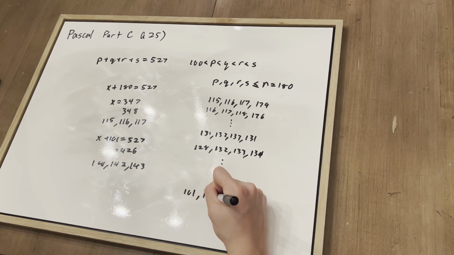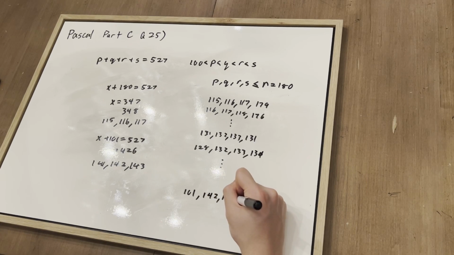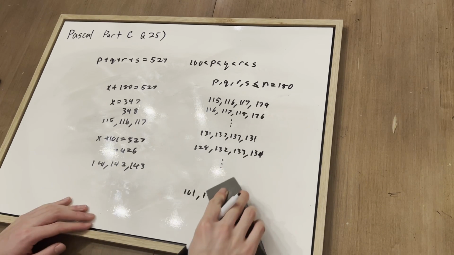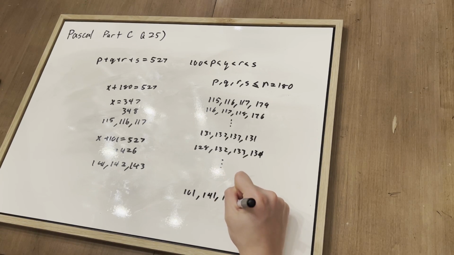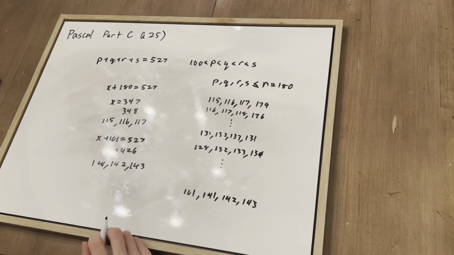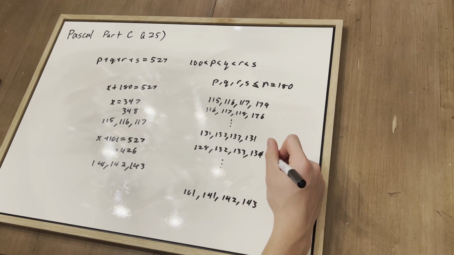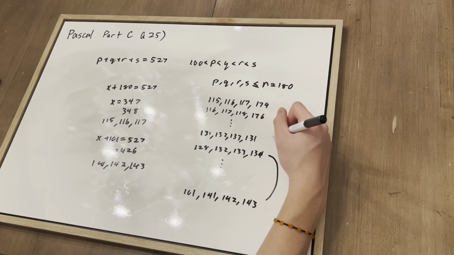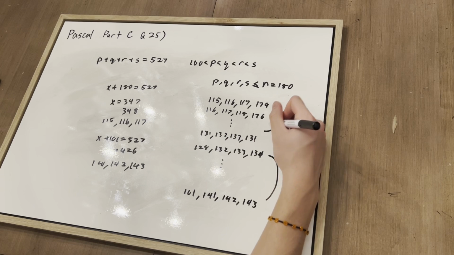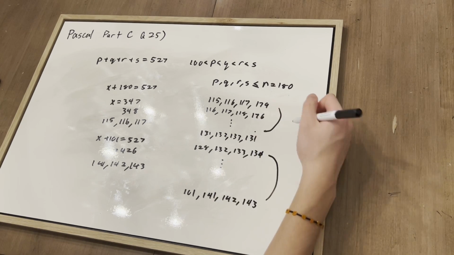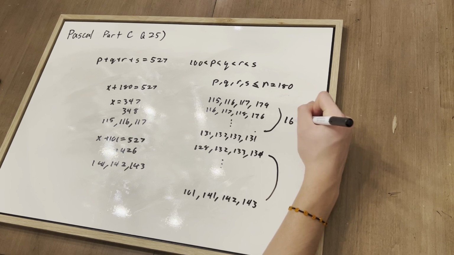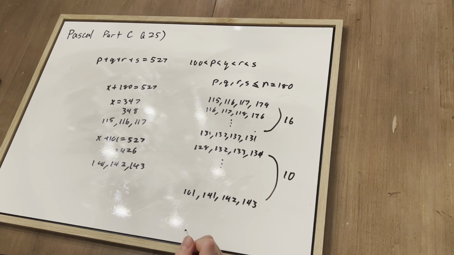then we get 142, 142, we get 141, 142, and 143. So this is our final set. So we want to count the number of sets here, and the number of sets here, where this is the set right in front of this set. So after counting, we see that there's 16 sets here and 10 sets here.